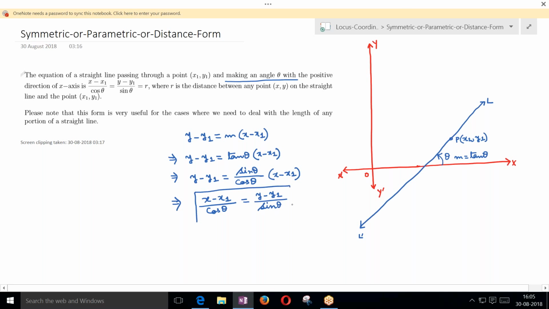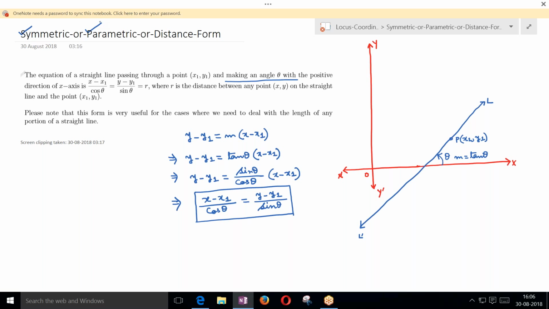That is why it is known as symmetric. Why is it symmetric? Because x minus x1 by cos theta is equal to y minus y1 by sin theta. And why is it a parametric form? The moment it is symmetric, it is also known as a parametric form as well. Why is it parametric? Because theta is a parameter. If we vary theta, and keep that fixed point x1 comma y1 fixed, then we get different straight lines, and those different straight lines are driven by the parameter theta. That is why it is called the parametric form.